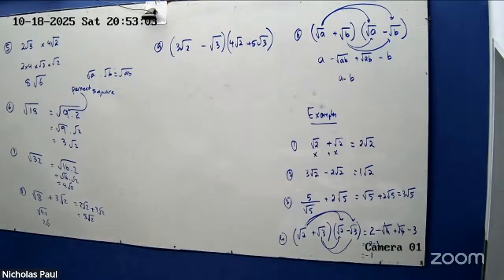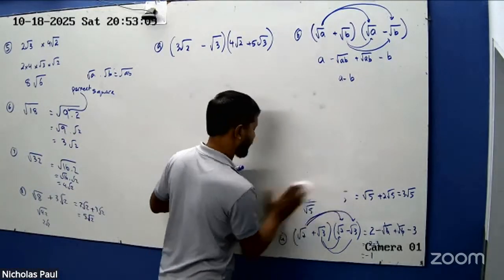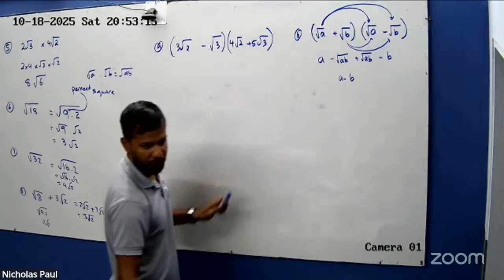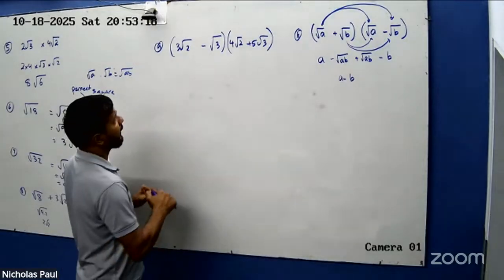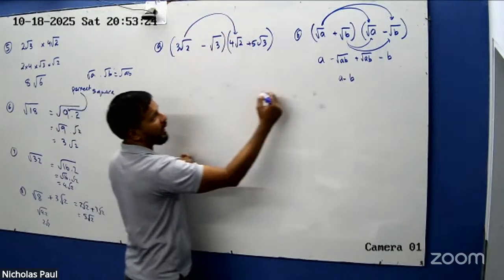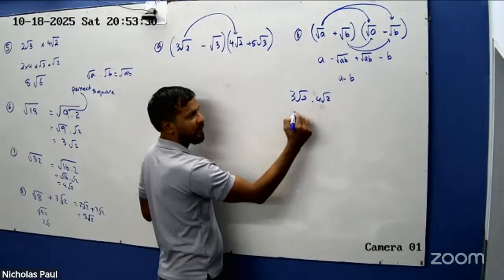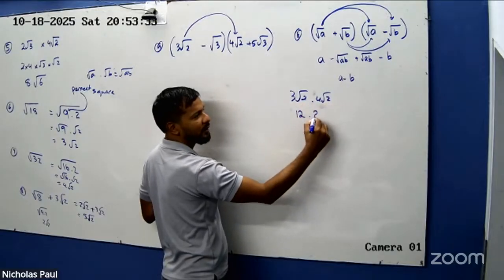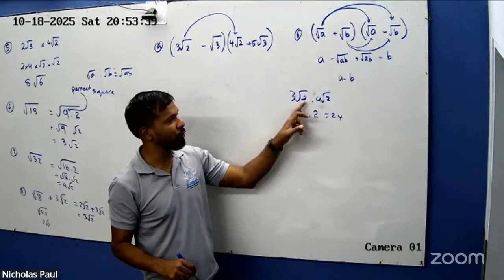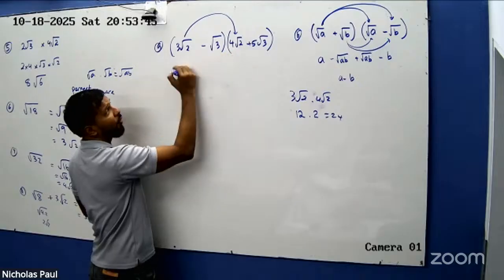Let's see, so I've seen some little mistakes. Right, root 3 root 2, and the mistake is here. 3 root 2 multiplied by 4 root 2. 3 by 4 is what? Root 2 by root 2 is? So the answer is 24. So 3 by 4 is 12. Root 2 by root 2 is 2. That's okay? So 3 root 2 by 4 root 2 is 24.